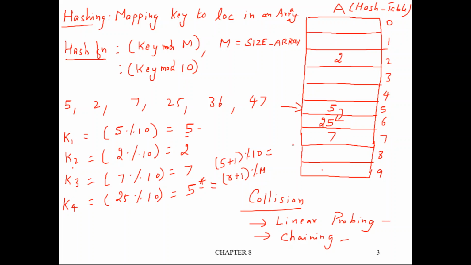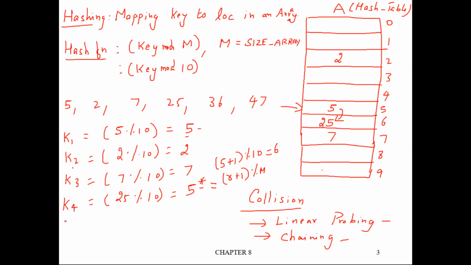6 modulo 10 is 6. So go to the sixth location and see whether it is free or not. If it is free, use it. If this is also not free, again repeatedly do 6 plus 1 modulo 10, 7 plus 1 modulo 10, and so on and so forth. Right. Now as this is free, we will use this.